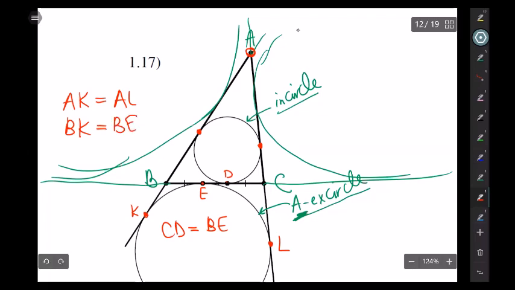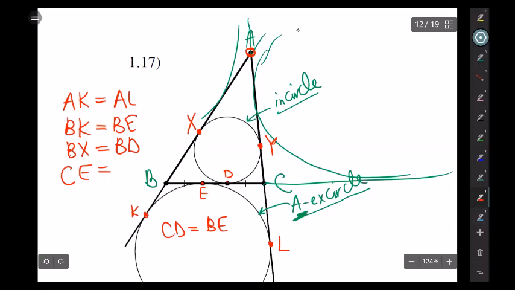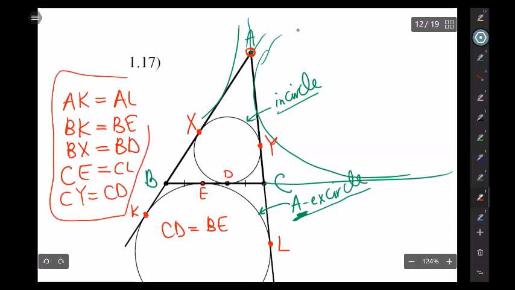Let me also give two more labels, X and Y here. How about BX? BX is equal to what? Yes, that's right. BX is BD. And let's do two more. CE is equal to what? Yes, CE is equal to CL. And lastly, CY is equal to CD. That's it. I think this should be enough to prove the desired result.